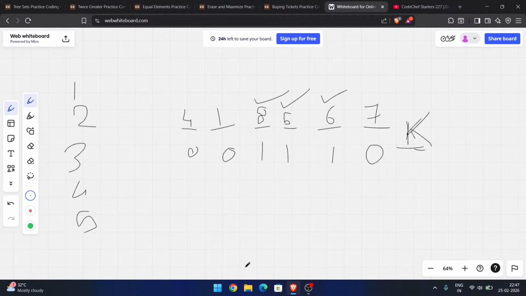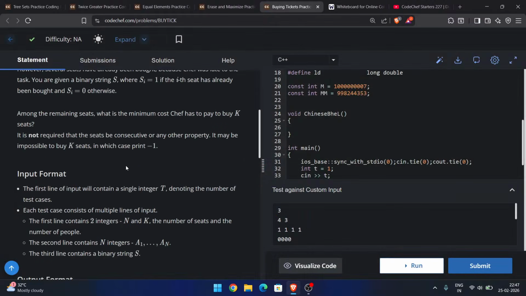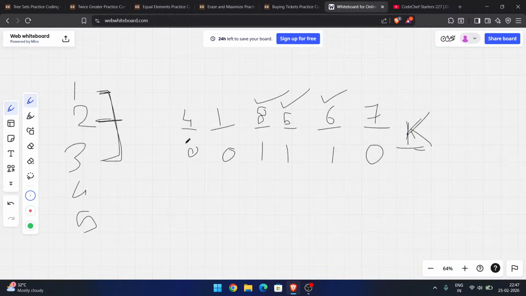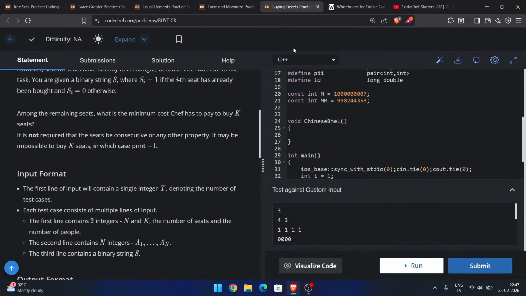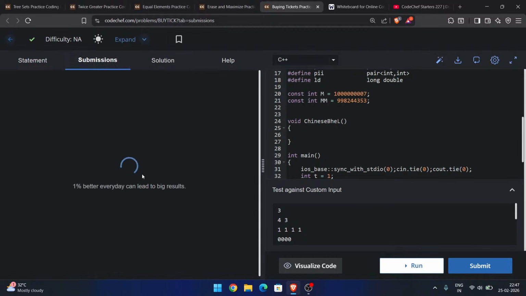Okay, so let's continue. So where were we? We want K seats, we want K tickets. So if I have five tickets available and I want K tickets, then wouldn't it be best to pick the less expensive ones? Because it's mentioned in the question that the position of the ticket doesn't matter. I just want three tickets, so it would be best to just take the three cheapest tickets. So what we have done here, let me show you my code.